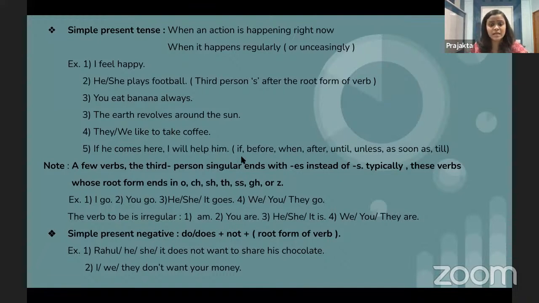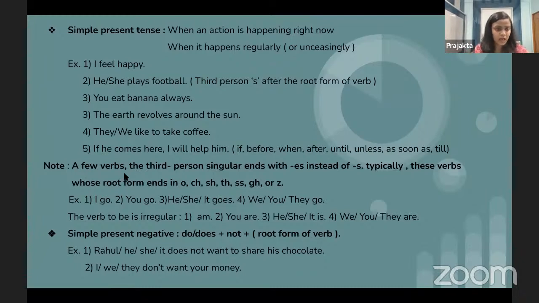अब देखिए, if, before, when, after, until, unless, as soon as, still, ये अगर वर्ड्स हम फर्स्ट सेंटेंस में यूज करते हैं, तो उसका जो सेकंड सेंटेंस है वहां पे हम फ्यूचर टेंस यूज करेंगे.